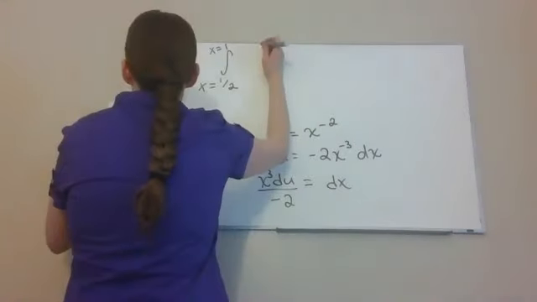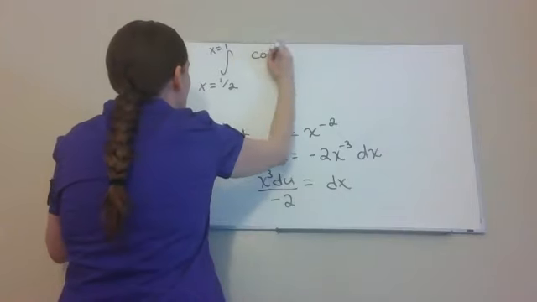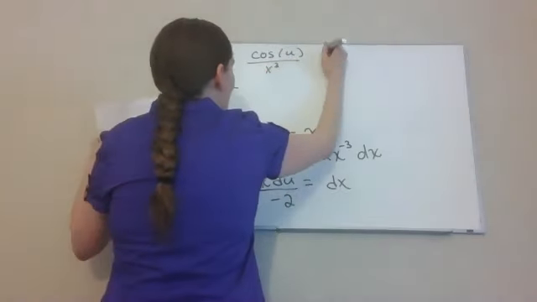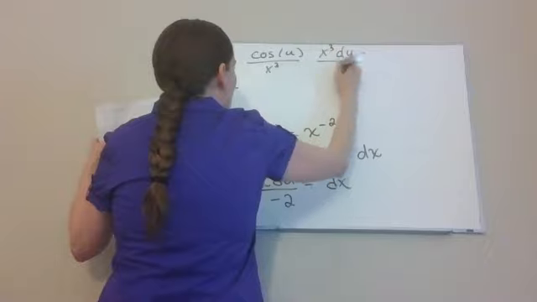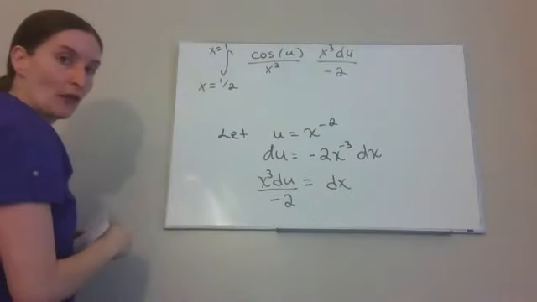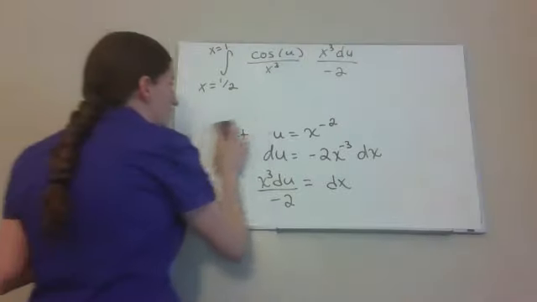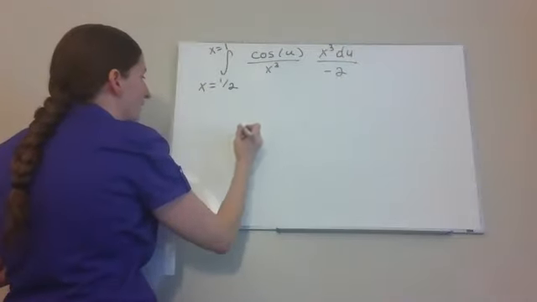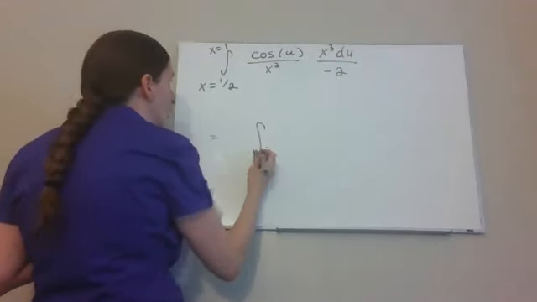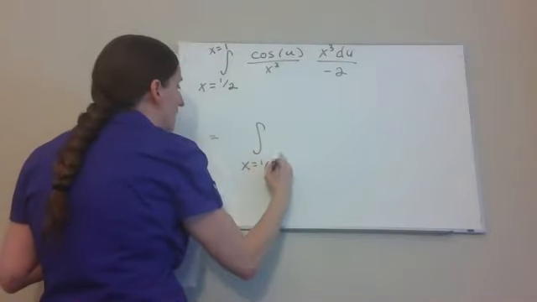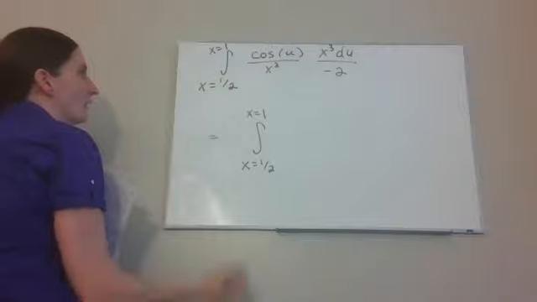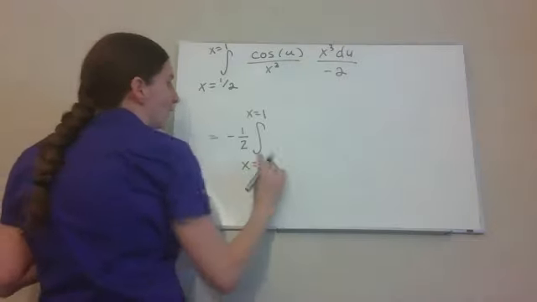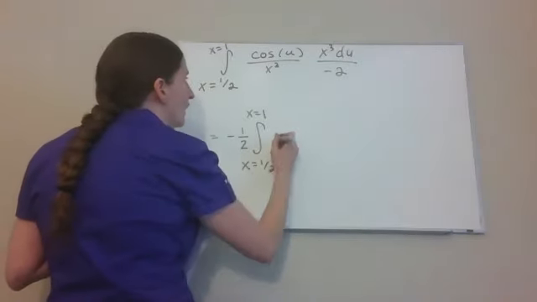Of my cosine of u. I had an x to the 3rd in the denominator, and then my dx was x to the 3rd du over negative 2. And notice those x to the 3rds are going to cancel out the way they're supposed to. Remember, when you're doing substitution, you want everything inside of the integral to become things involving u instead of x. So I'm going to pull my constant in the front. I have a negative 1/2 integral from x equals 1/2 to x equals 1 of cosine u du.